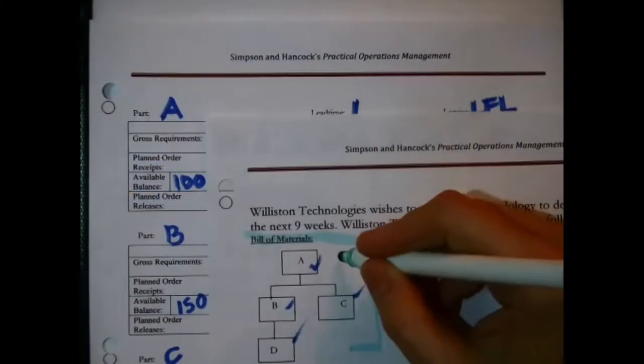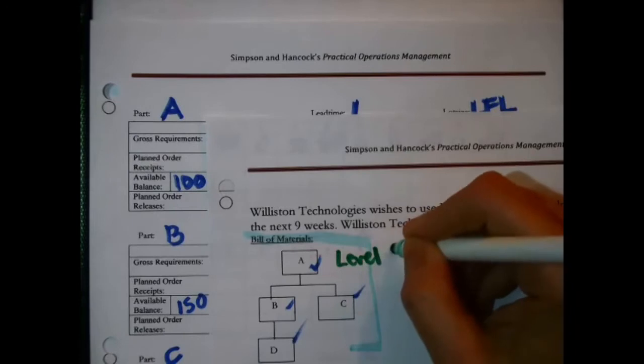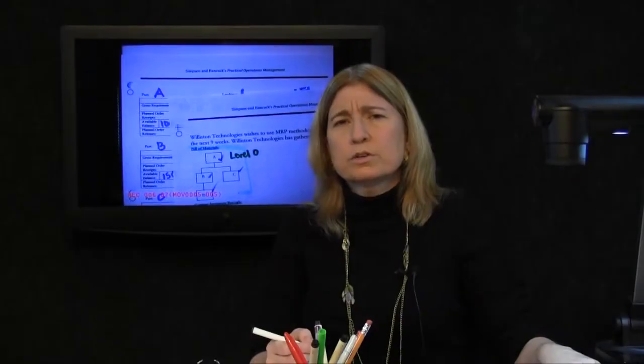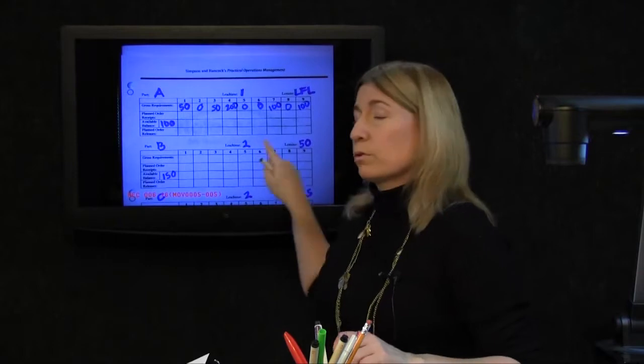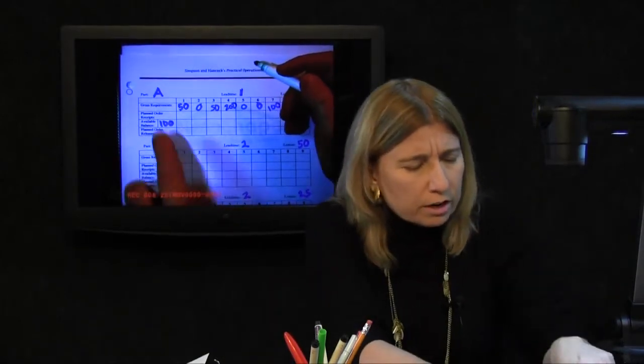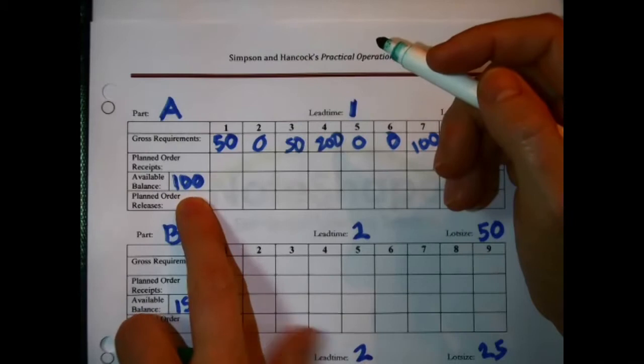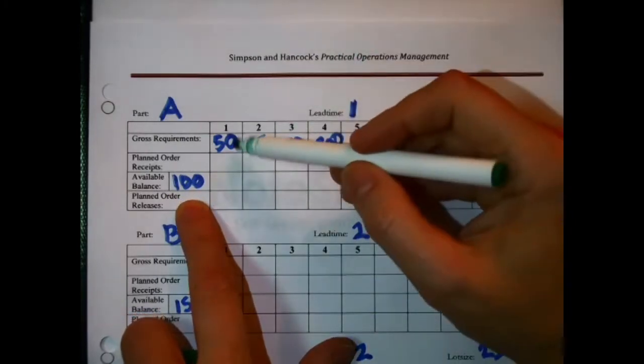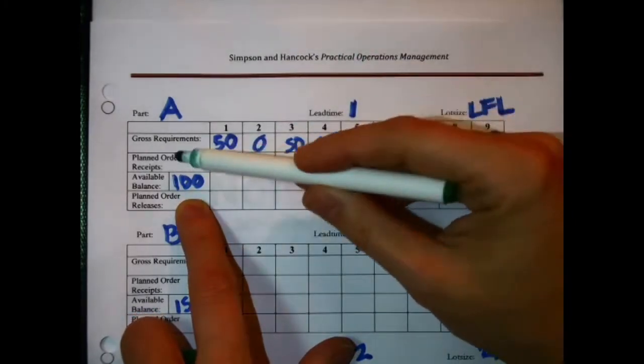Level 0 is the top level, and from what I recall, there's only part A, the finished good, on the top level. Yes, calculate the planned order releases for part A. Another way to say that is, since these are the planned order releases, fill out the record for part A.